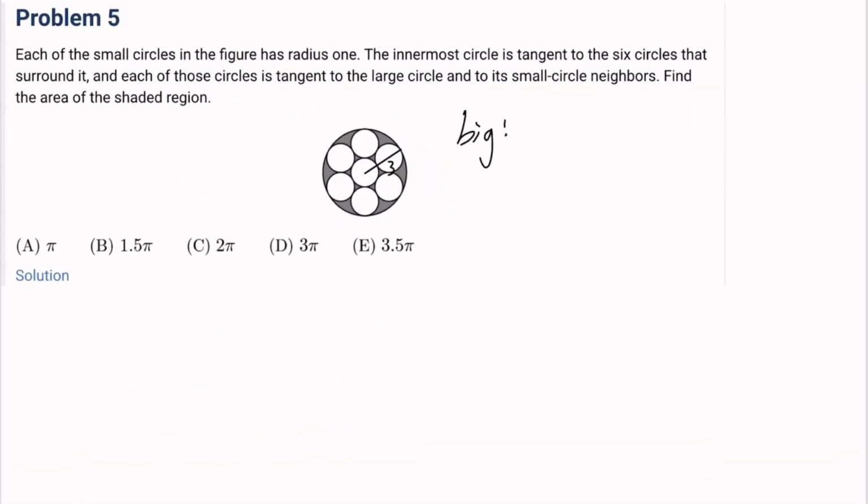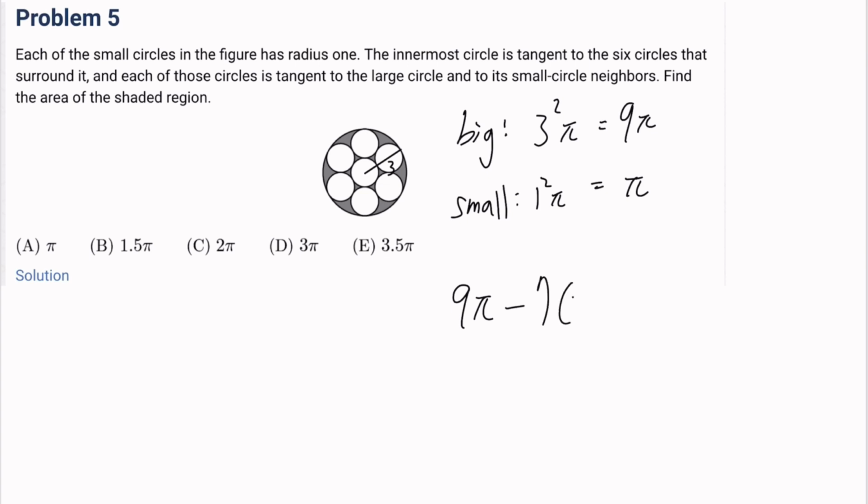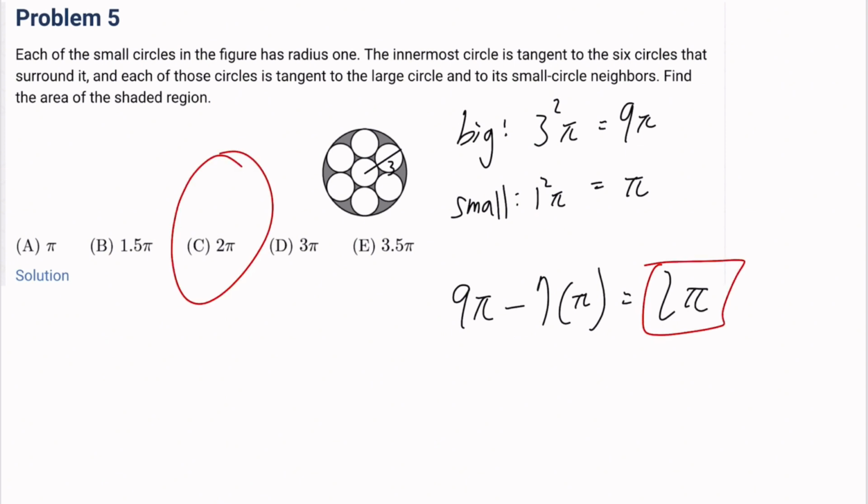So the big circle, this would be 3 squared pi, this is 9 pi. And the small circles, those would be 1 squared pi because the radius is 1. And so this would be pi. But then we have 7 of these, right? So what we have to do is the big thing, which is 9 pi, and then we have to minus 7 times the small ones, pi. So this is just 2 pi. So the answer is 2 pi, which is C.